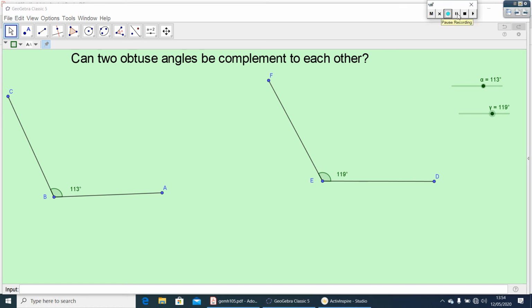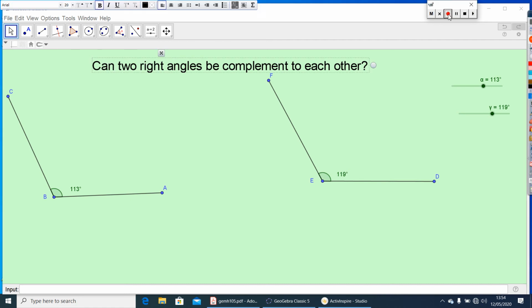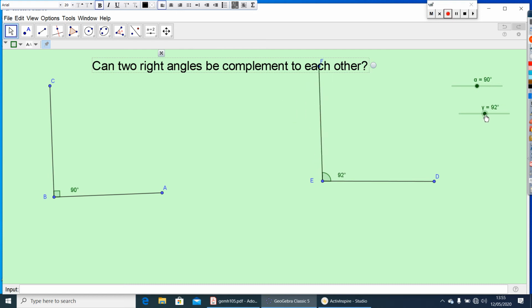Now, what about two right angles? Can two right angles be complement to each other? Let me take the first one as a right angle, the other one also a right angle. Are these two complement to each other? No, because 90 plus 90 is 180. So it is not a complement to each other.